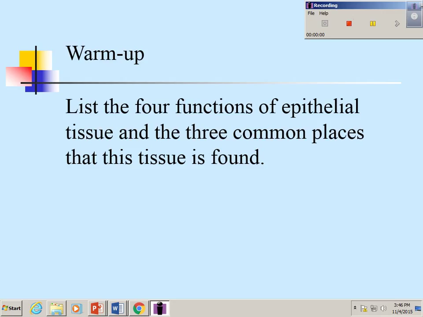And remember those 4 functions of epithelial tissue. What are we going to have? We're going to have protection, absorption, secretion, and excretion. And then those 3 common places we're going to find that tissue are around organ surfaces, covering, and also in glands.